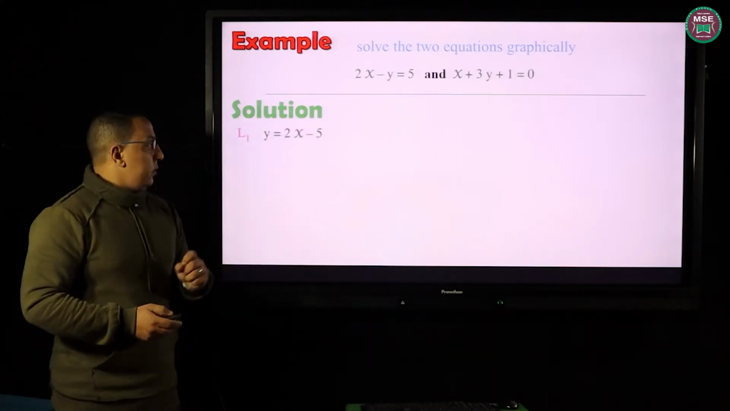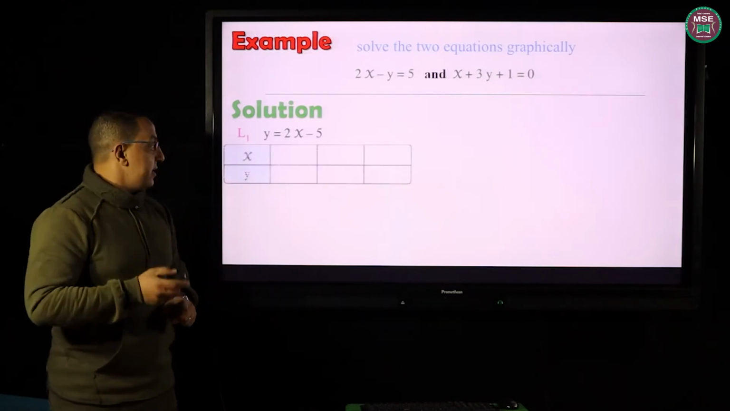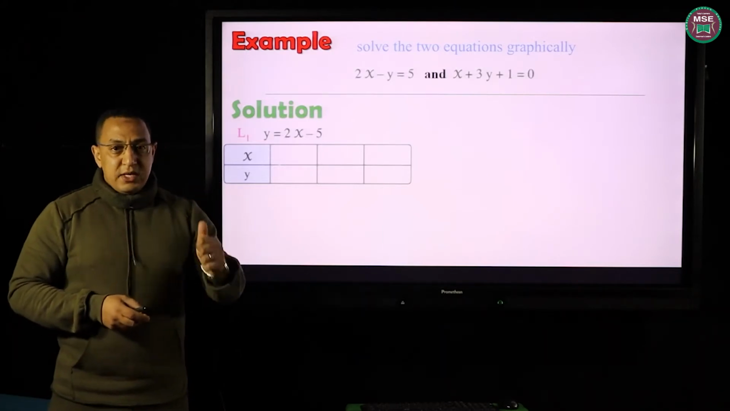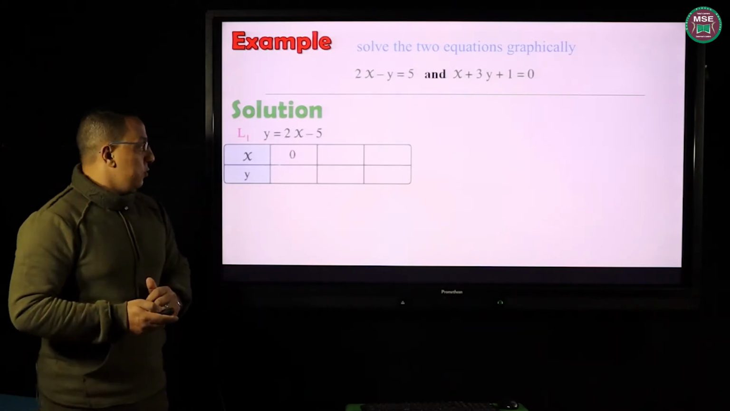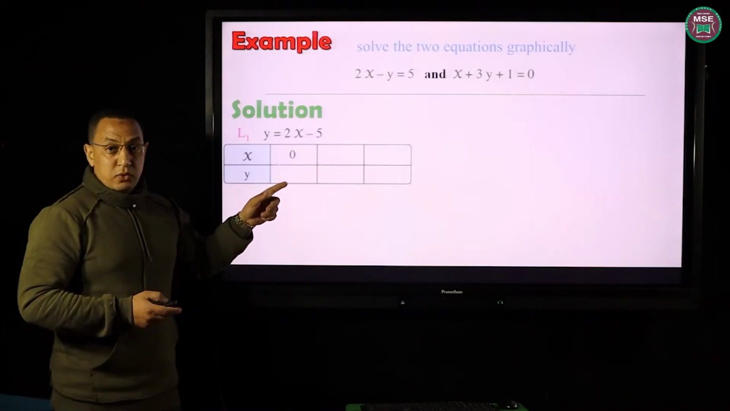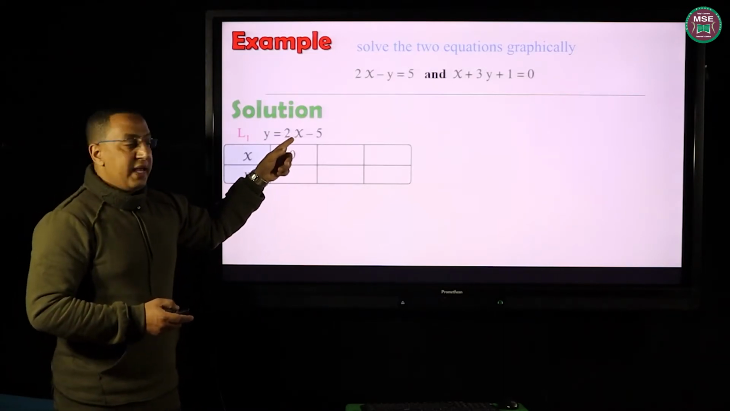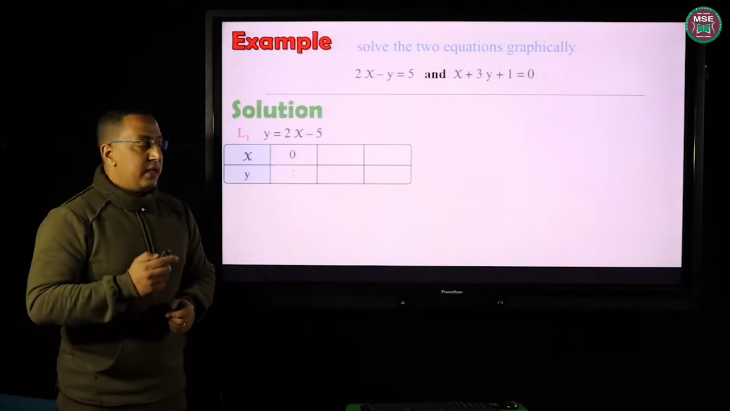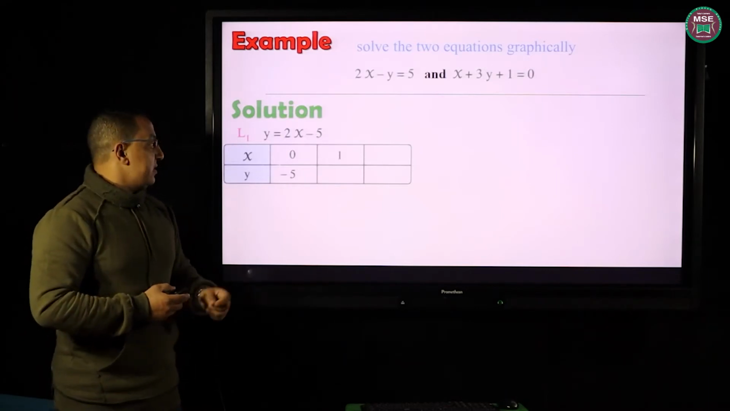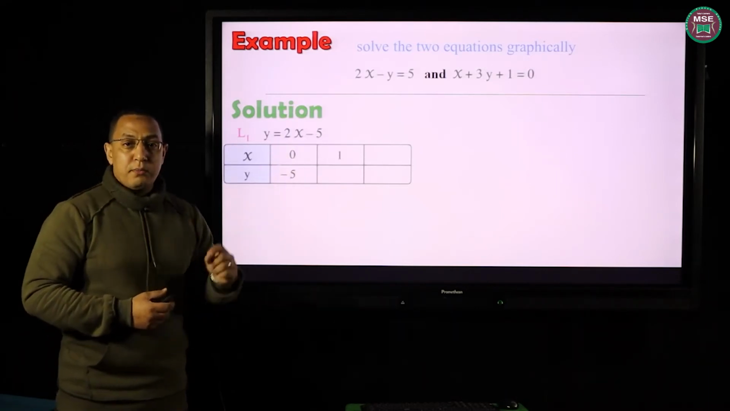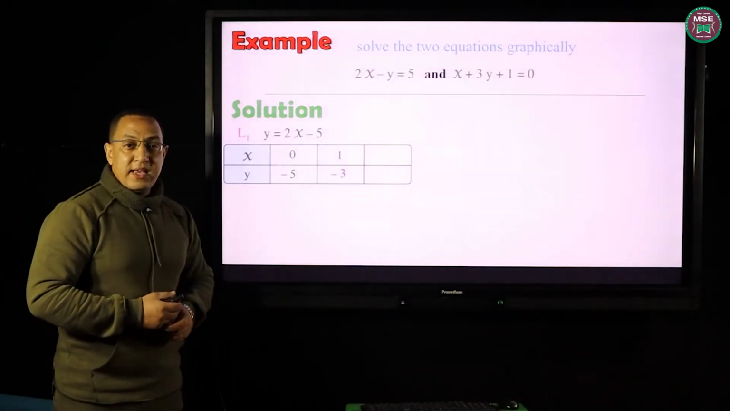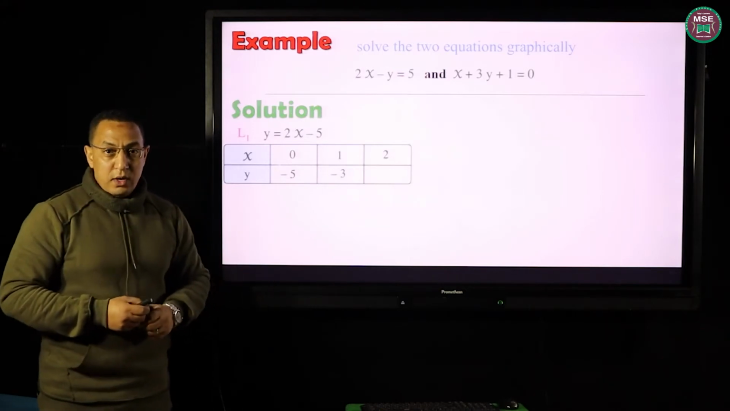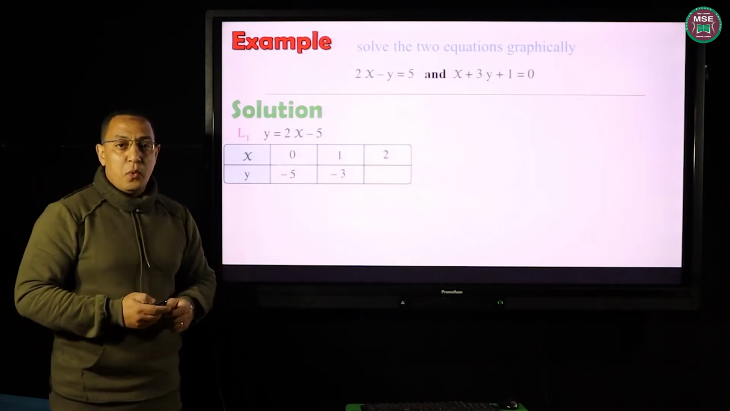Now I'm going to form a table like this. In place of x, I will choose the easiest numbers as 0, 1, and 2. If x equals 0, I'm going to put 0 in place of x. 2 times 0 equals 0, minus 5 equals negative 5. The other value of x is 1. 2 times 1 equals 2, minus 5 equals negative 3. Here I'm going to put 2. 2 times 2 equals 4, 4 minus 5 equals negative 1.